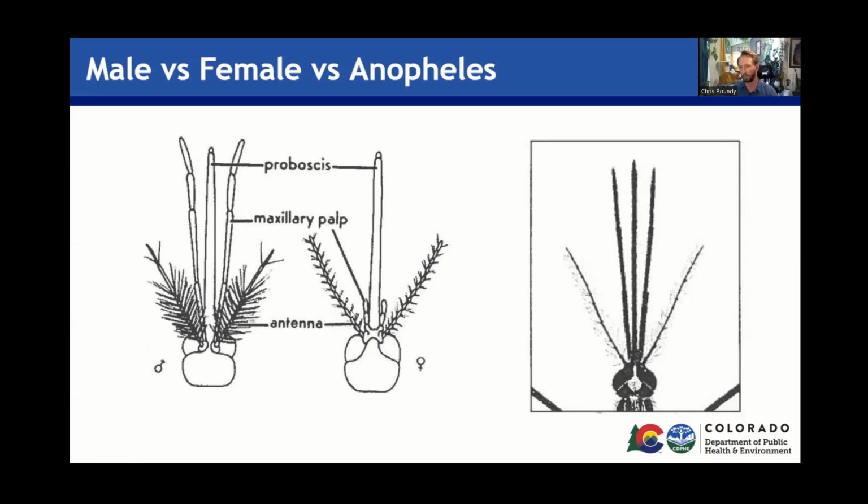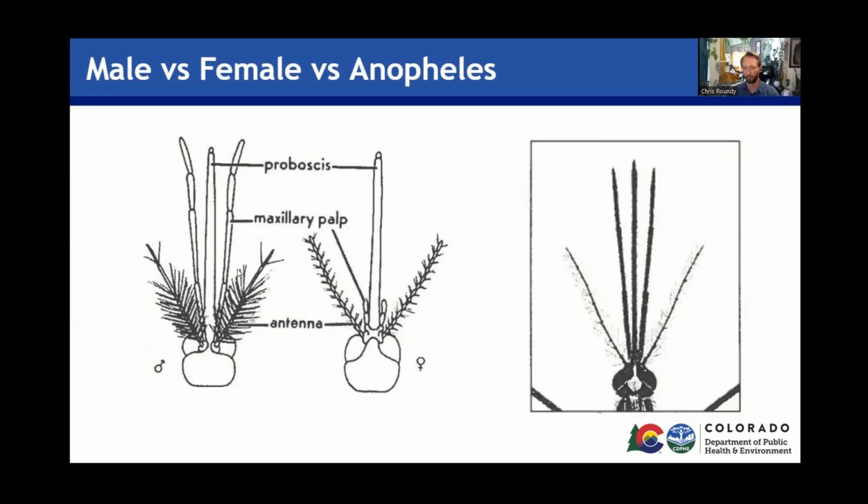So if you're doing surveillance here in Colorado, you might not see Anopheles this summer. You might see a few of them. It's important to be on the lookout anyway. So if they have very long palps and very bushy antennae, that's key, that's a male mosquito.